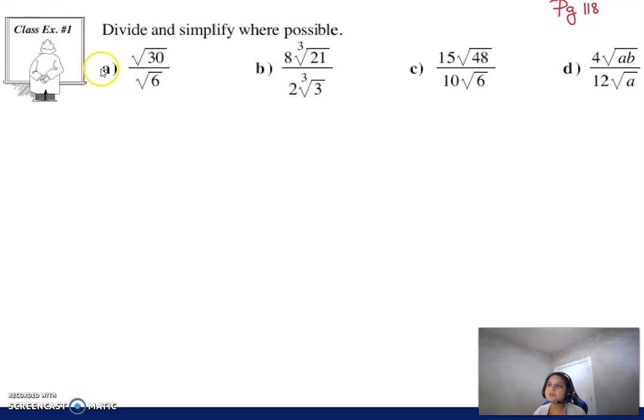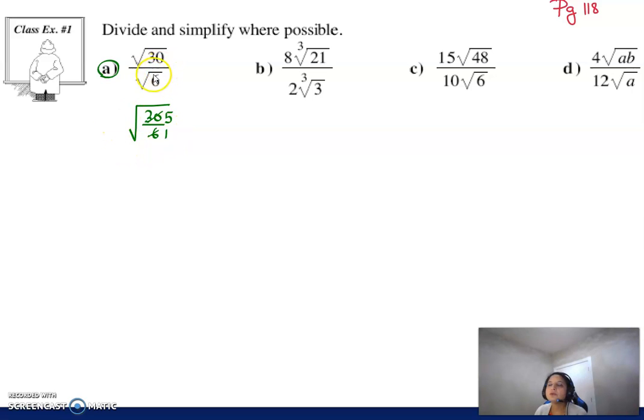There are no numerical coefficients for me to worry about in part A, but I do have to make sure that the index are the same. In this case, both of them are square roots, so we're okay. This is going to be root 30 divided by root 6. Remember, you don't have to write it this way, but it is the same thing as this. Sometimes that helps us to see that. And then if we were to reduce it, they both get reduced and it becomes 5 over 1.